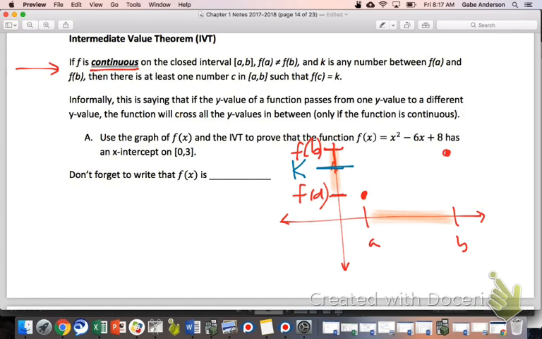So are you getting a sense of the IVT? If I'm here, and then I'm there, I had to hit all the y values in between. It's got to be a continuous path, but that's kind of the essence of it.